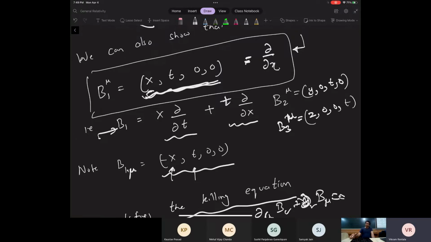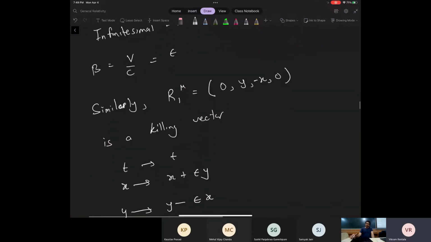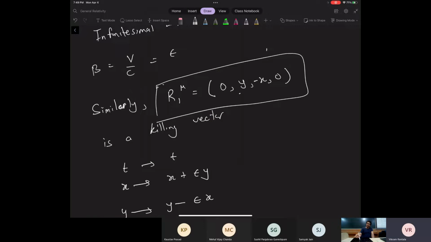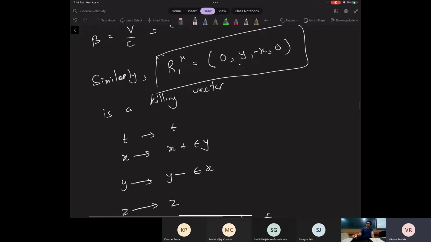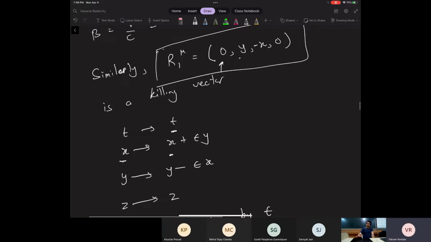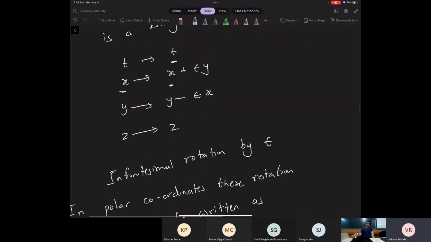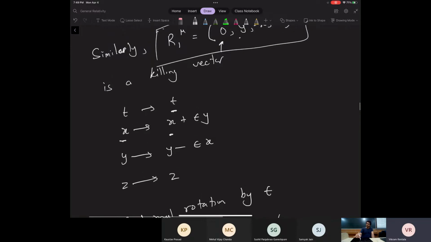Now similarly you can show that you can also generate rotations, and these rotation Killing vectors also solve the same Killing equation for the Minkowski metric. So 0 y minus x 0. And if you ask, for example, what is the infinitesimal transformation generated by this Killing vector? t goes to t, because this component is 0. x goes to x plus epsilon y, y goes to y minus epsilon x. This is nothing but an infinitesimal rotation by an angle epsilon, right?